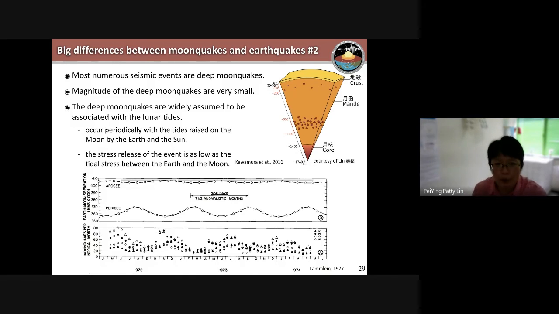Not only the timing, but also Kawamura in 2006 found that the stress released from these deep moonquakes is very slow. And this is good, it means that it's not like an earthquake, where the stress release is very fast and huge. It's slow. And actually it's similar to the tidal stress between Earth and Moon.